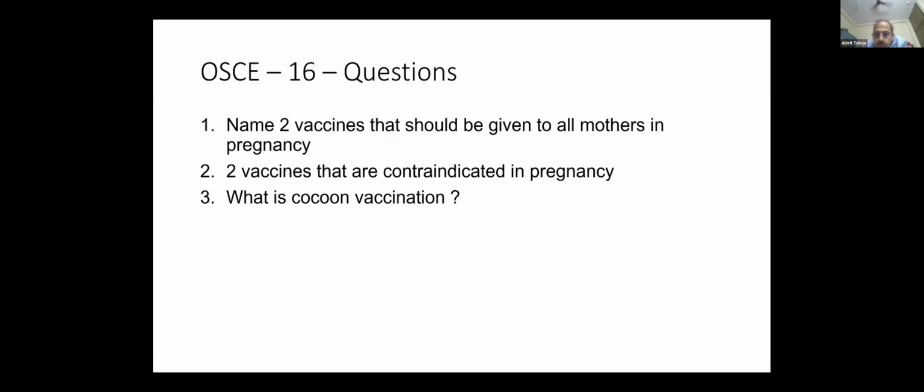Tdap is safe. Tetanus, influenza, Tdap, influenza.